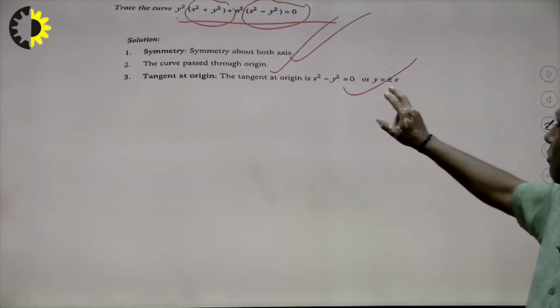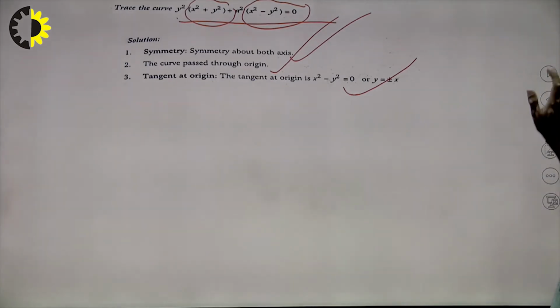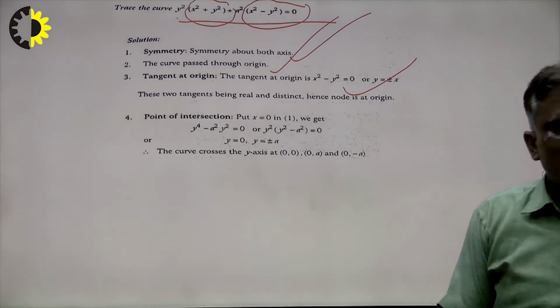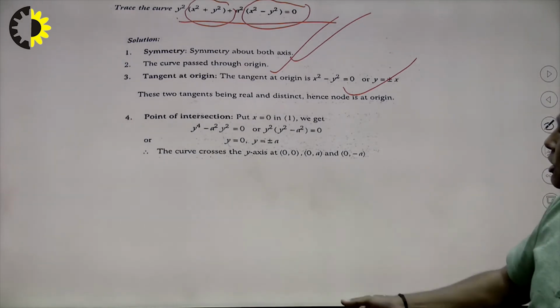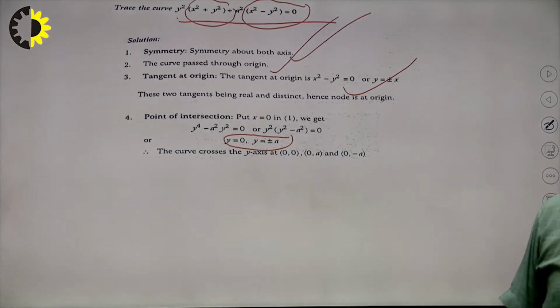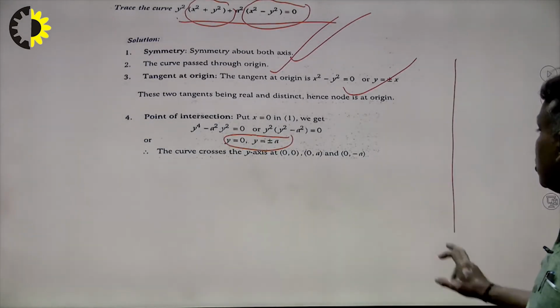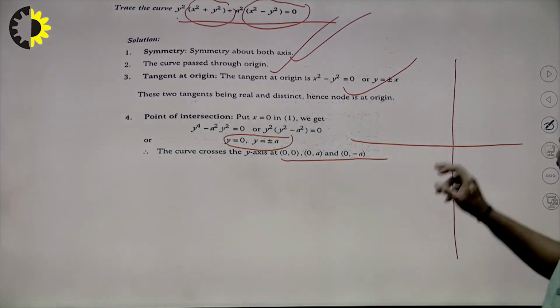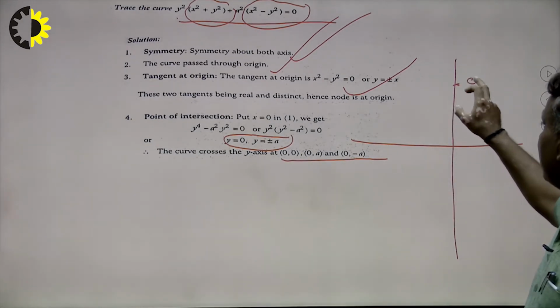Now trace the curve y is equal to plus minus x here. In this way we find out the two tangents; the nature of the curve at the origin will be a node. And the existence and possibility of the coordinates: y is equal to 0 and y is equal to plus minus a. What will be the nature of the curve? We can say that these are the points (0, a), so (0, a) will be here.